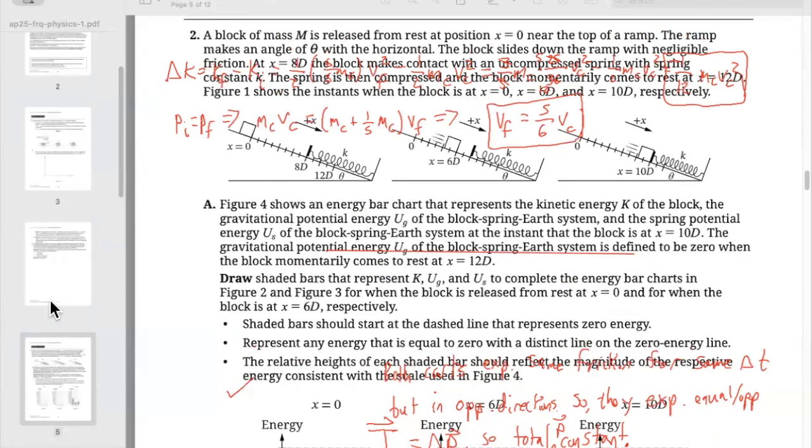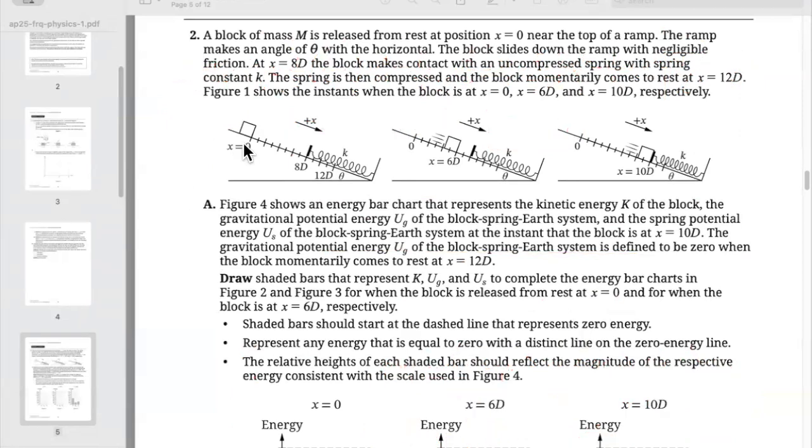I have to be careful here because I feel like I'm kind of underthinking these questions a little bit, but I'm going to try my best not to do that. So, okay, a block is released from rest and it slides down with negligible friction.